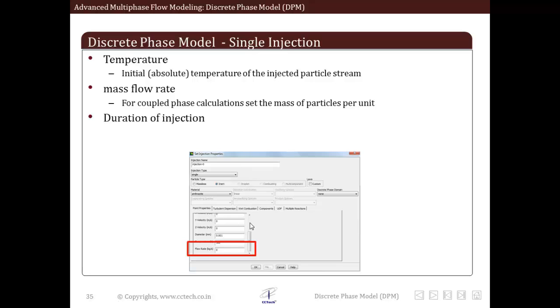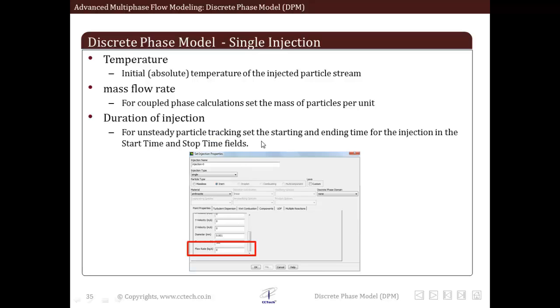And if we are solving unsteady flow or unsteady particle tracking, we have to set the start time and end time of the injections within the start time and end time fields, which appear if we have activated unsteady particle tracking.